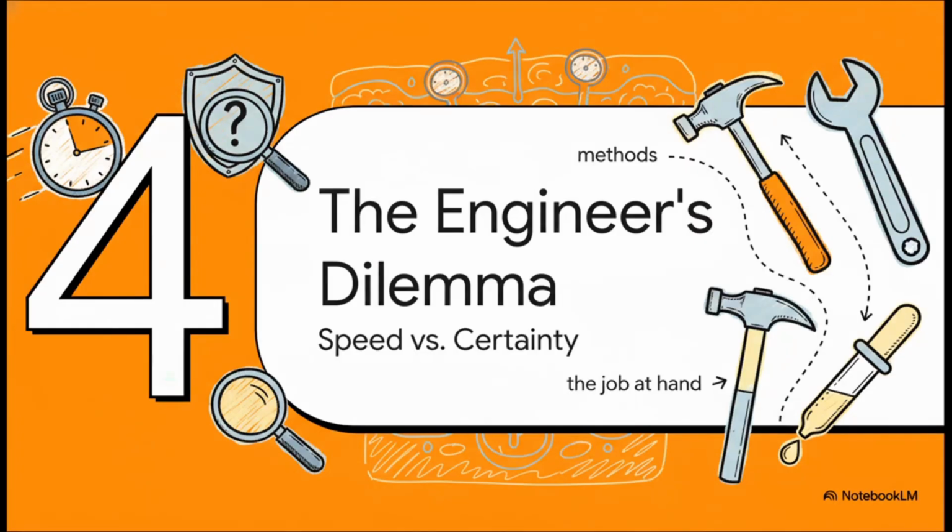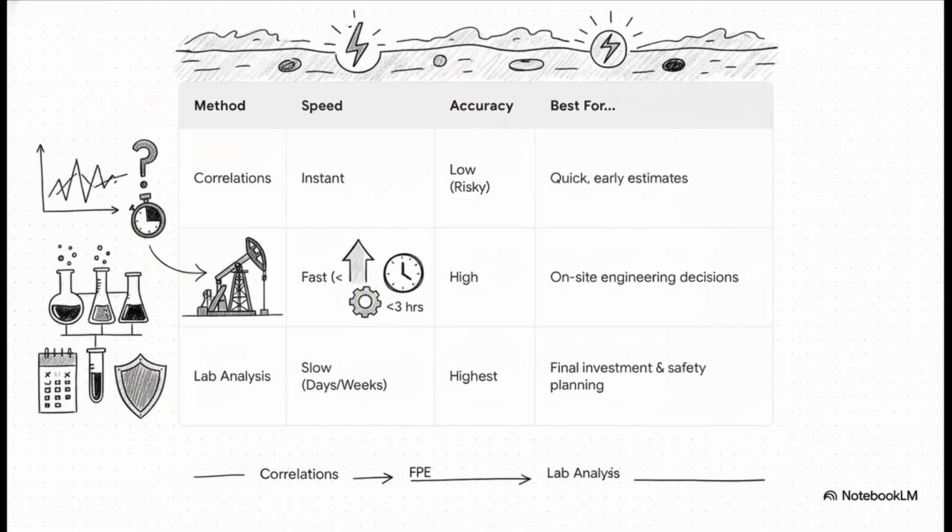So this brings us right back to that central challenge for every engineer in the field. It's a classic dilemma, right? It's the need for speed versus the demand for absolute certainty. Each method we've talked about is a tool, and the real key is knowing which tool to use for the job at hand. And this summary table lays it all out just perfectly. You've got correlations, they're instant, but they're risky. Great for a very early ballpark estimate. Then you have the FPE, fast and highly accurate, the perfect tool for making those operational decisions at the well site. And finally, the full lab analysis. It's slow, yeah, taking days or even weeks, but it provides the highest possible accuracy. It's totally non-negotiable for making those final investment decisions and planning for safety over the long haul.